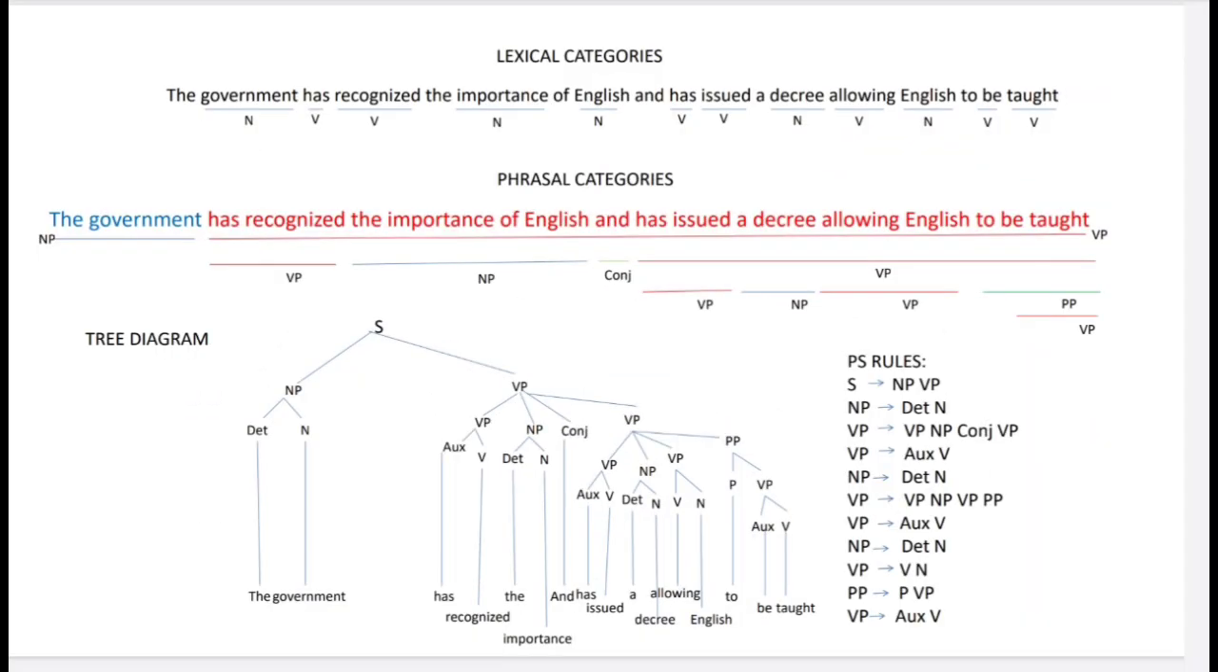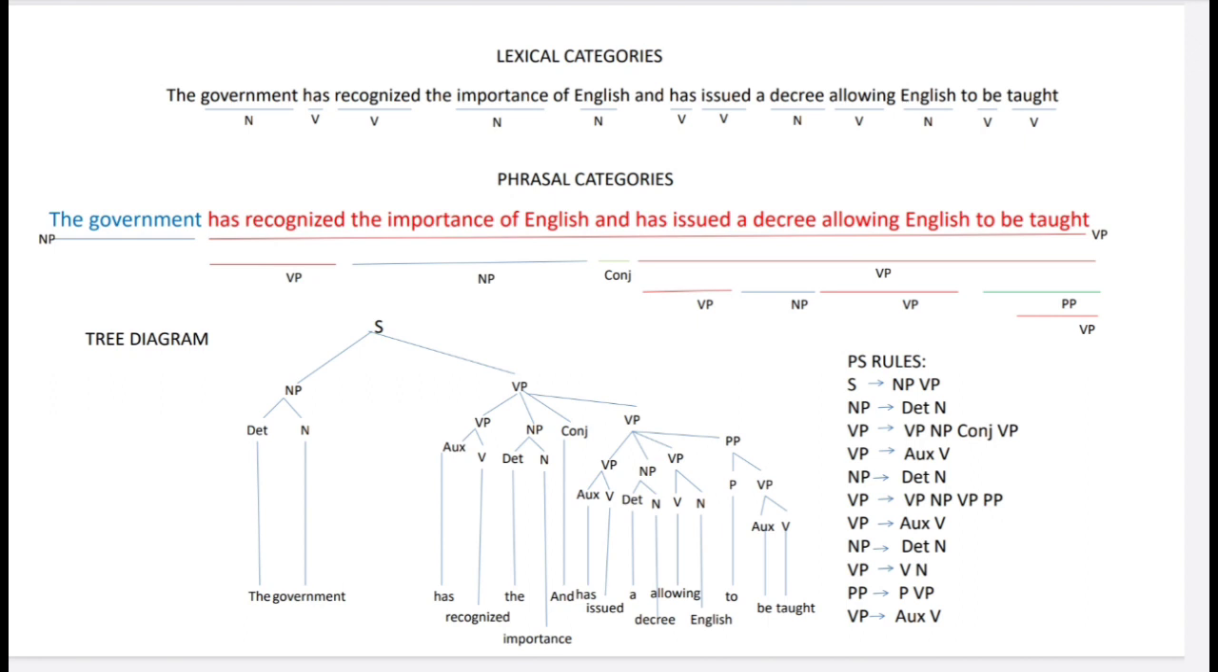Okay guys, now we go to the next sentence. On the screen you can see a complicated sentence: the government has recognized the importance of English and has issued a decree allowing English to be taught. So we have already analyzed the lexical categories.